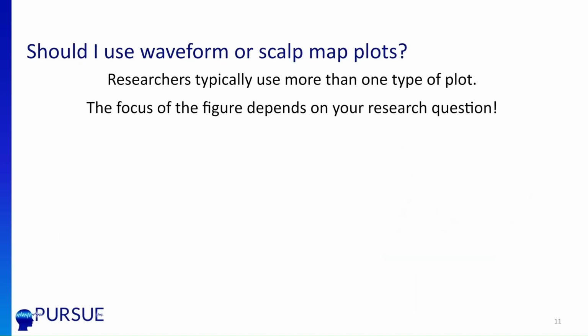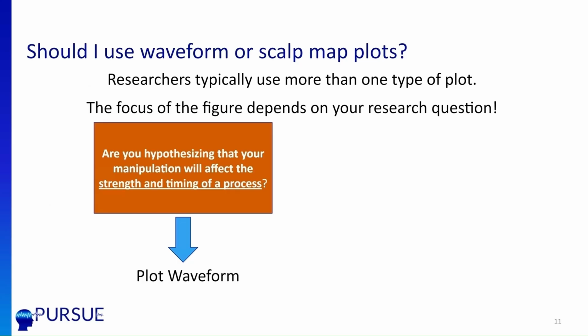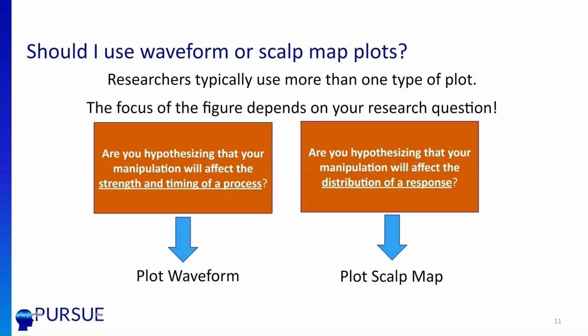With all this knowledge about these figures, you might be wondering if you should be using waveform or scalp maps to emphasize important comparisons for your study. You will most likely end up using both, but to address specific questions, you still need to decide which one is best. If you are hypothesizing that your experimental manipulation will affect the strength and timing of the cognitive process, then you'll want to use a waveform plot. On the other hand, if you are hypothesizing that your manipulation will affect the spatial distribution of response, you will want to use a topographic scalp map.